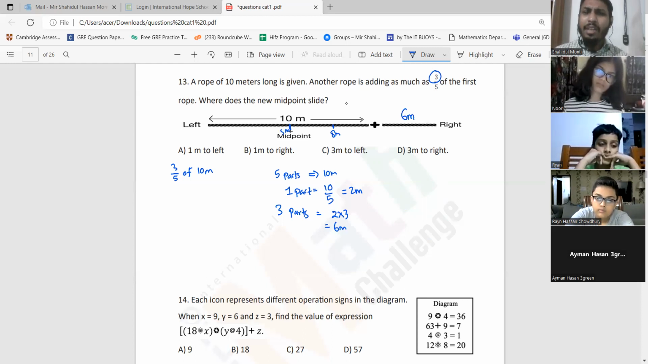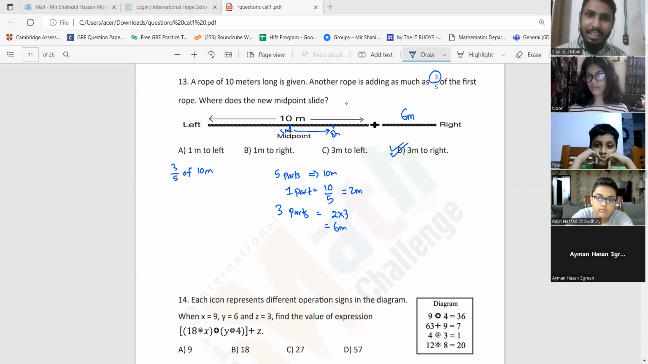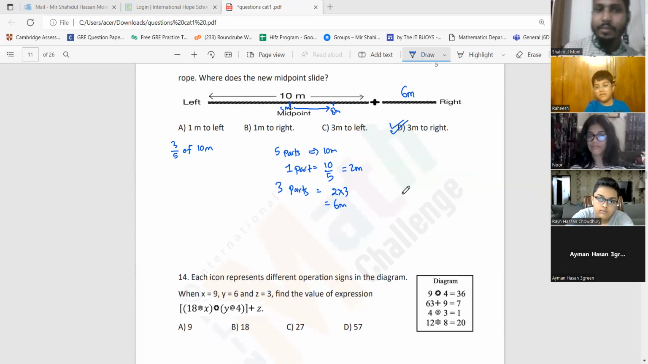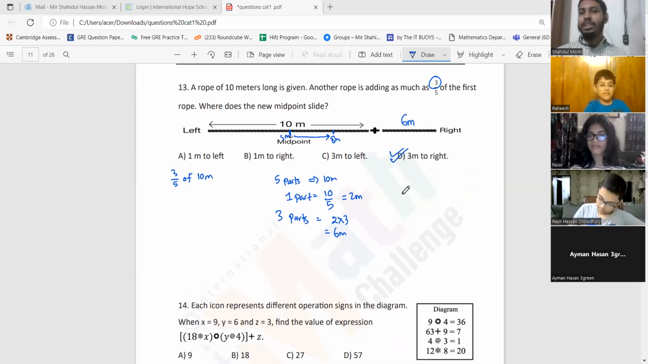Question is, where does the new midpoint slide? So the midpoint will slide 3 meters to the right. So Rahesh, you write 3 meters to the left. No, sir, it should be 3 meters to the right. Irfan, your answer is right. The answer is option D. Okay, sir. So this is how we do question number 13.